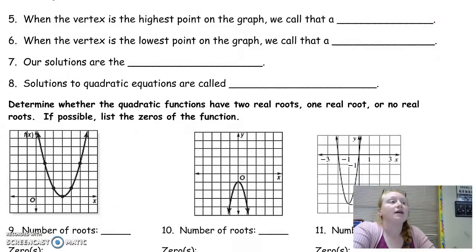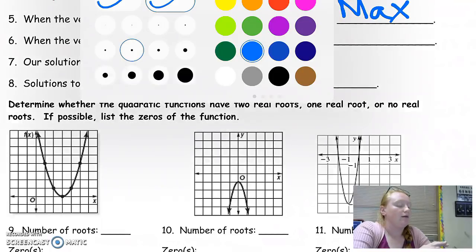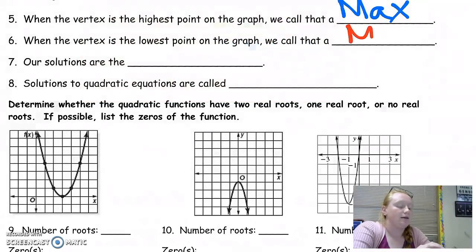When the vertex is at the highest point on the graph, we call that a maximum. Okay, a lot of you have past background of that. That's a max. And when it's at its lowest point, it's called a min.